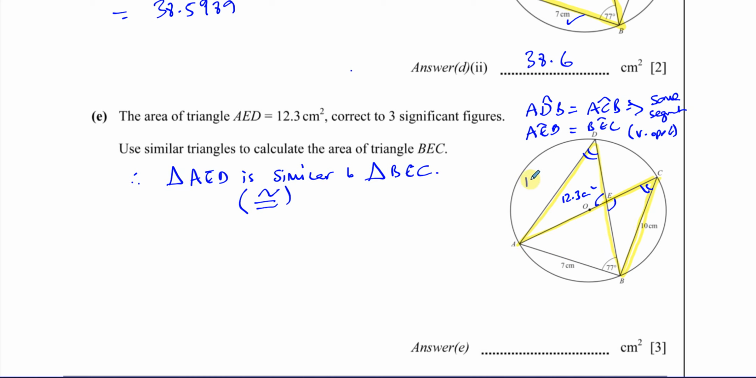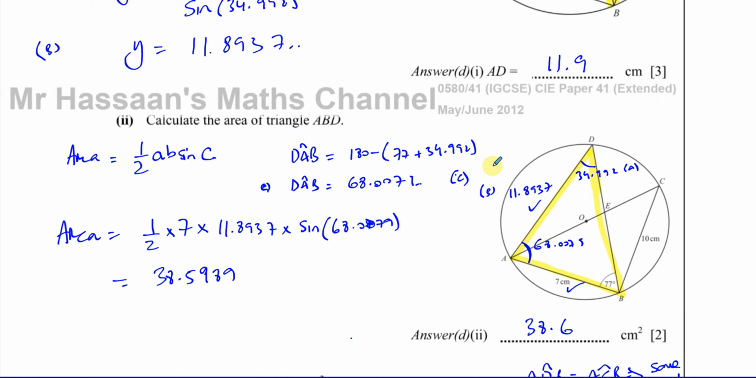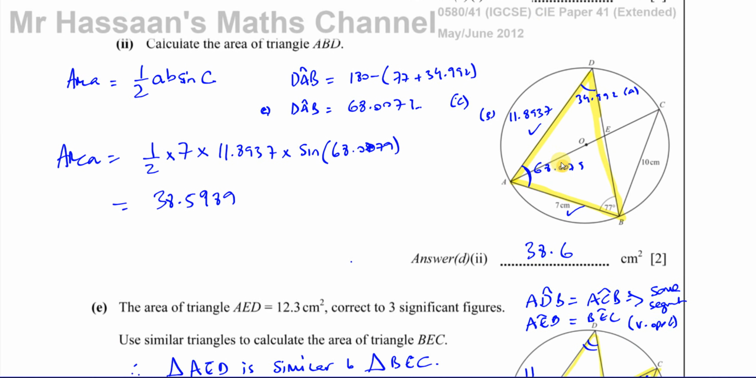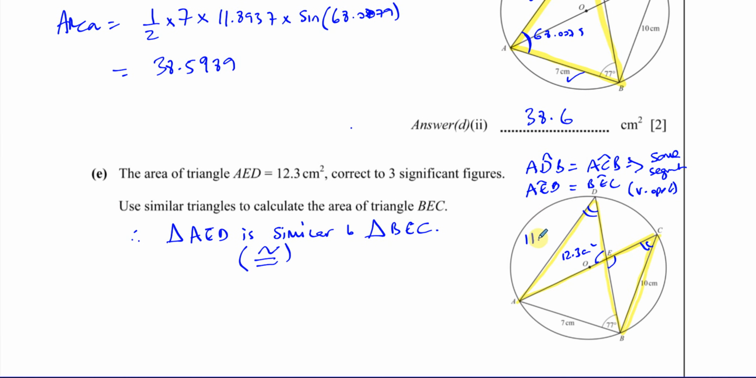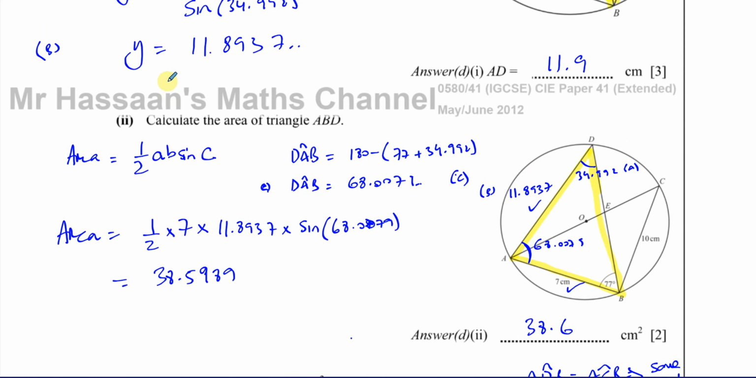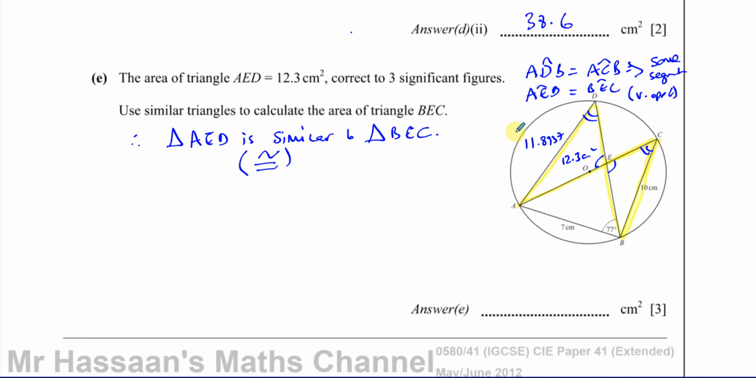I know that this length is 11.8937, in exact form, which I stored as B in my calculator. Right, so I know that length, I know this length, I know the area of this, so I can find the area of this triangle here.